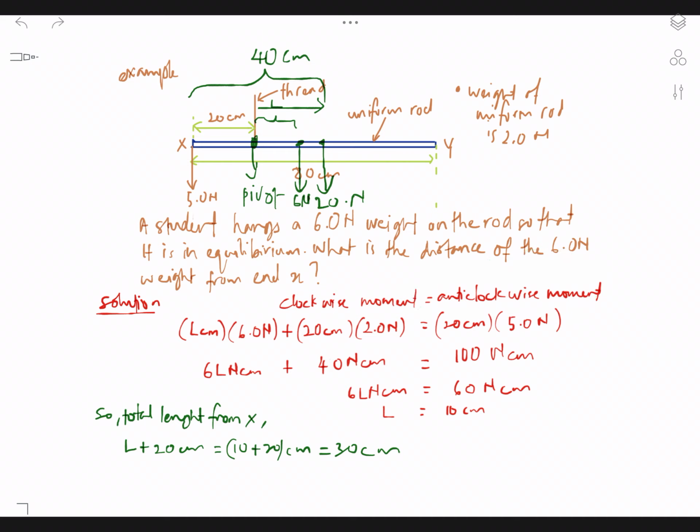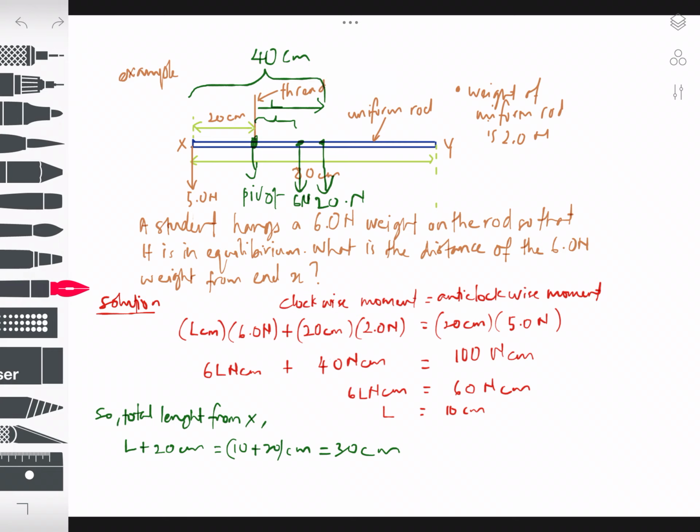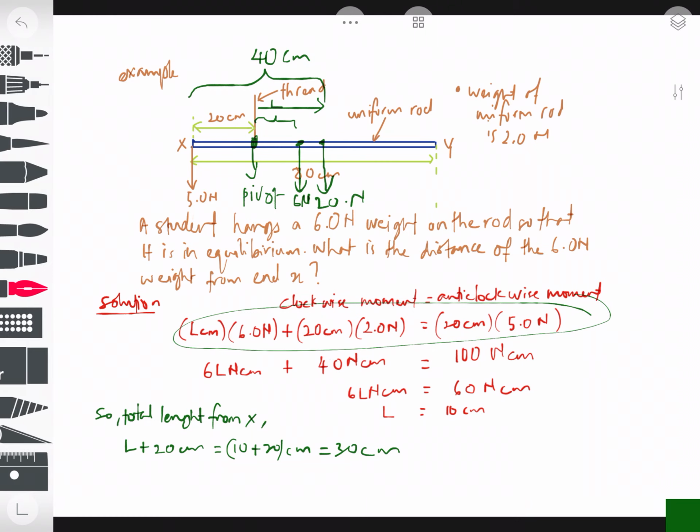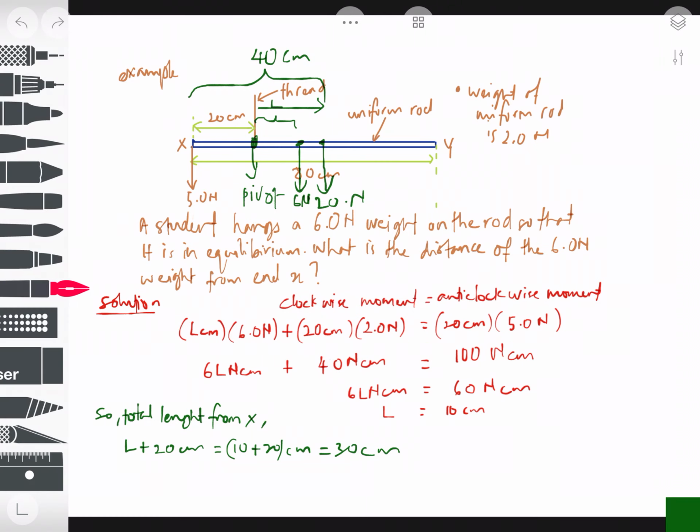So the force is 5 Newton, this is the force, and 20 centimeter is the perpendicular distance. And then when you have this equation, you can solve it. Okay, you can pause the video to take a look at it. And now we have this equation. It has been simplified, and then you find out what L is, and finally we have L is 10 centimeter.